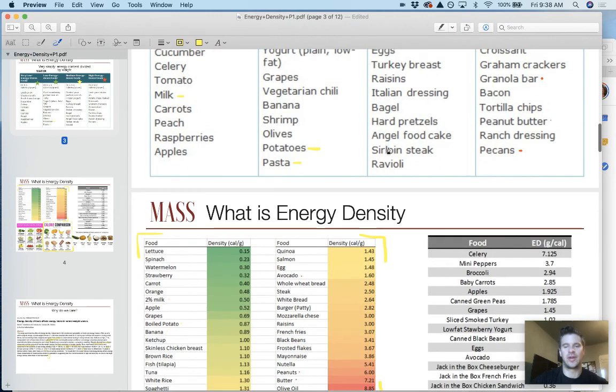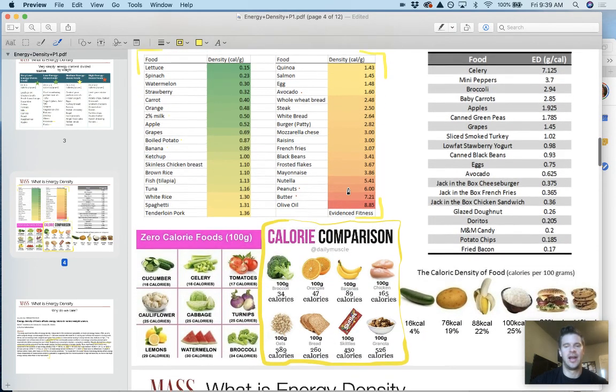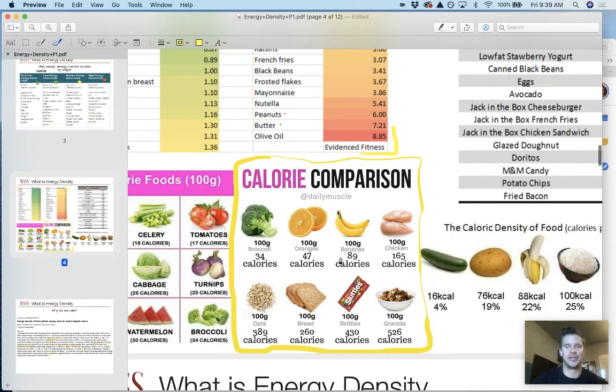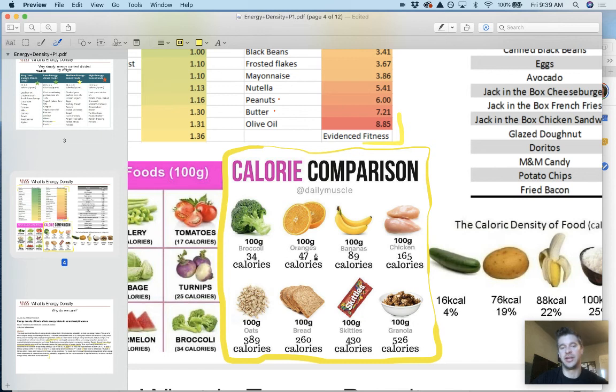Now, there are some cool graphics made by some other people here. I think this one is my personal favorite by @DailyMuscle. What it does is, as I mentioned, it expresses the calorie content of these different foods per the same exact weight. So 100 grams of broccoli, again, is 34 calories. At the very extreme, 100 grams of granola, I don't know what that is, 20 or 30 times the calorie intake of that, even for the same amount of weight of food, okay?